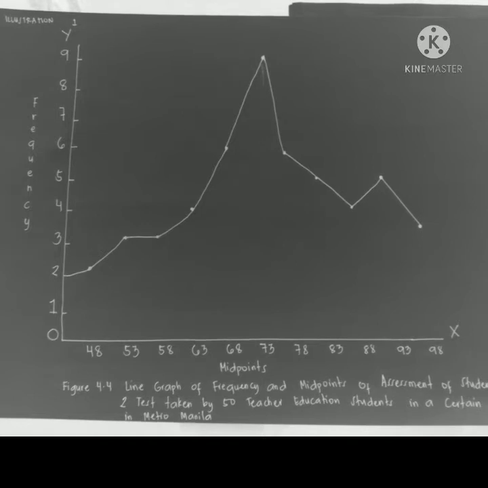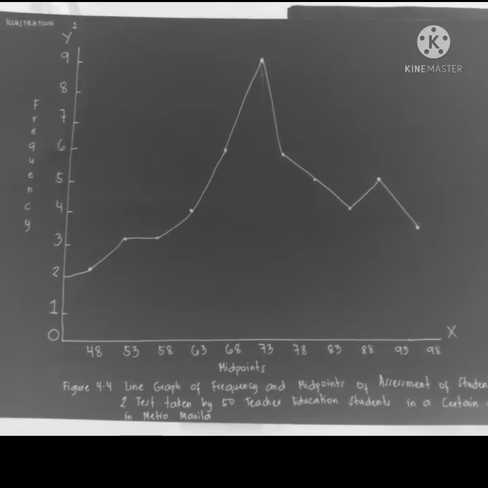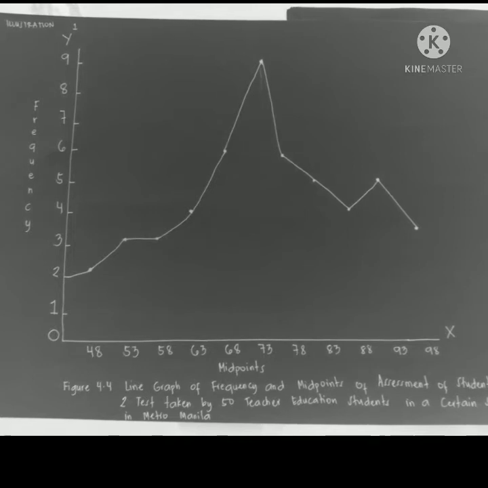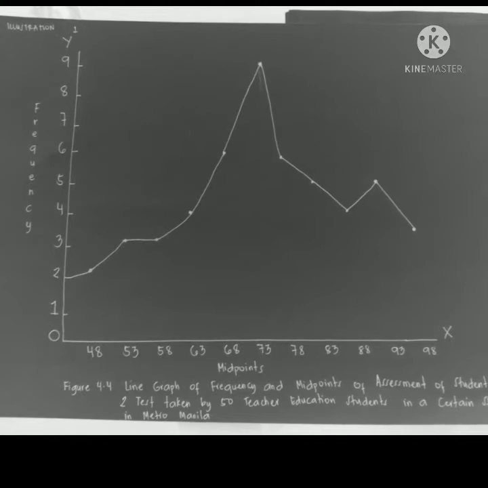So it started from number 48. The difference between these numbers is 5. So 48 to 53 is 5, 53 to 58 is 5 also, and so on and so forth. So I am going to read the graph for you.